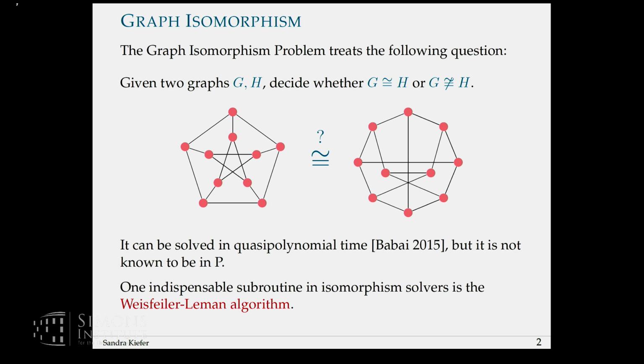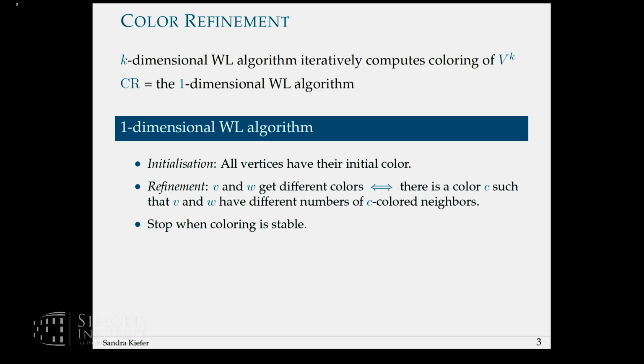How does the algorithm work? The algorithm iteratively refines a coloring of the vertices of the given graph. More precisely, the k-dimensional variant computes a coloring of the k-tuples of the vertices in iterations. So the one-dimensional algorithm, which is also called color refinement, computes a coloring of the vertices themselves.